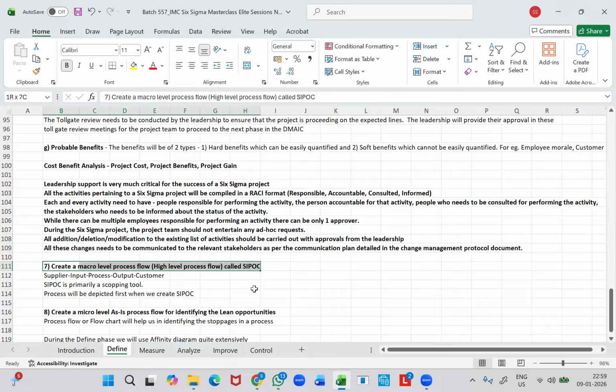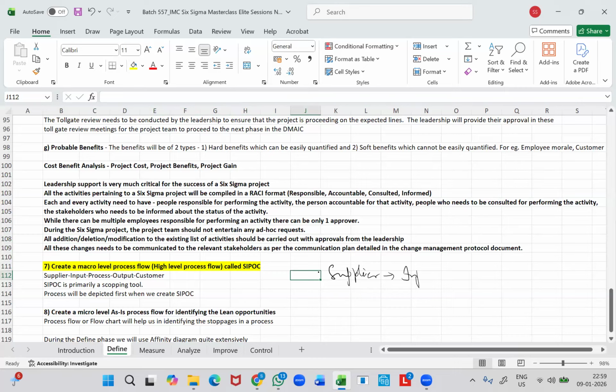Now, as a first step after obtaining the approval from the leadership team to proceed with the project exercise, as I told you, the project team will work on creating a macro level or a high level process flow called SIPOC. So SIPOC is nothing but linking the supplier with the input, with the process, with the output, and finally with the customer. So supplier with input, with process, with output and customer.